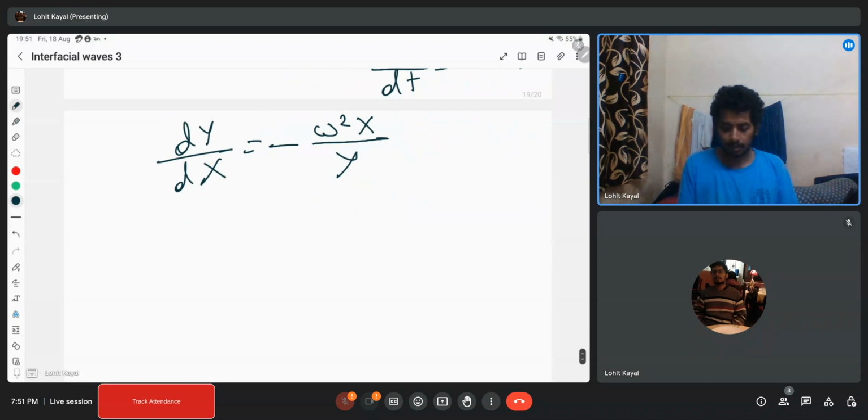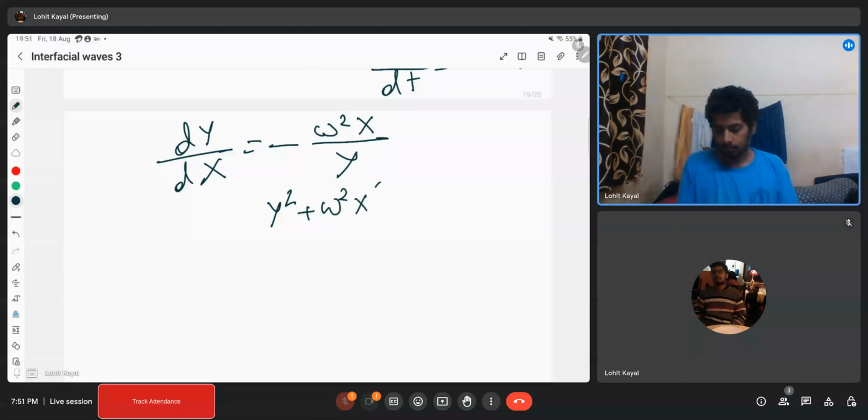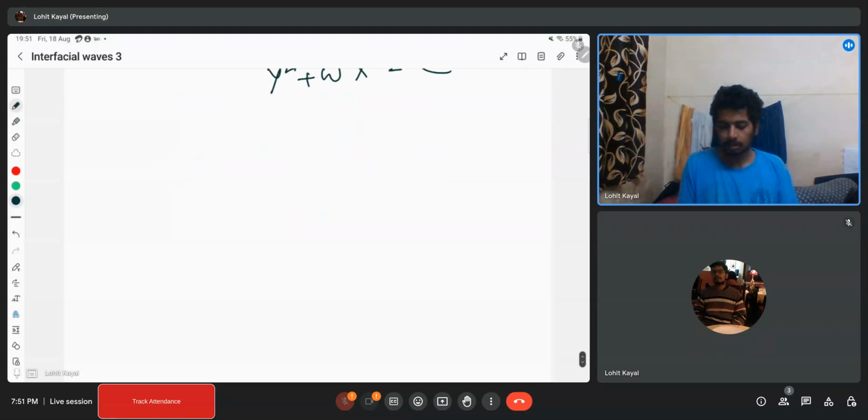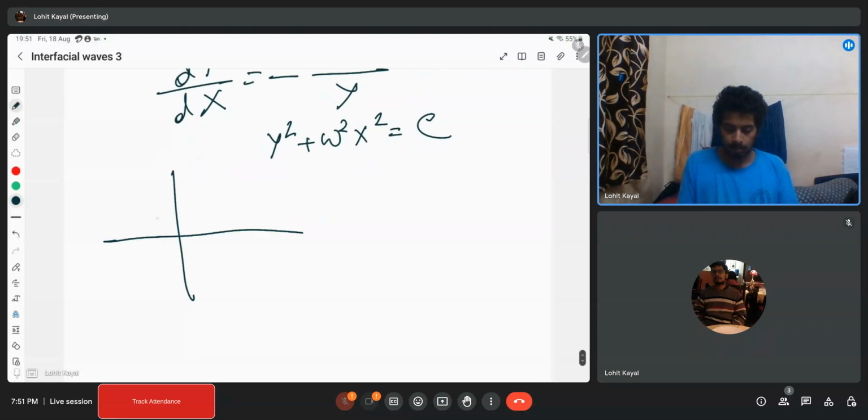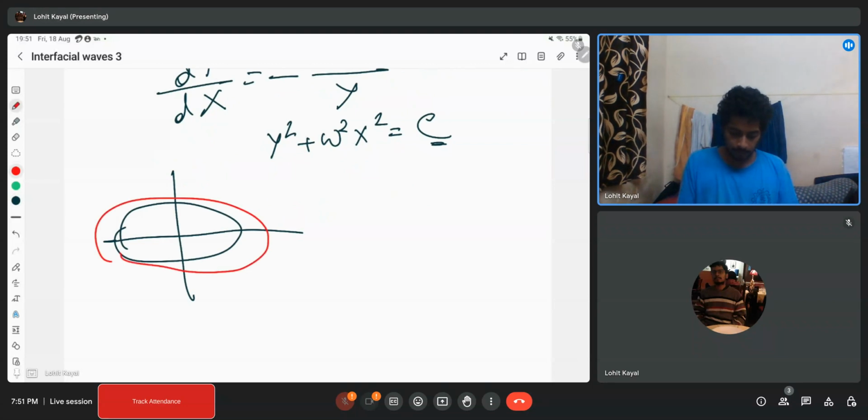So you can very easily integrate it. It will be y square plus omega square x square equal to some constant. So this is the equation of an ellipse. So if you change your c, you will be able to get various ellipses. Okay, that indicates c is, so what defines this different curve?